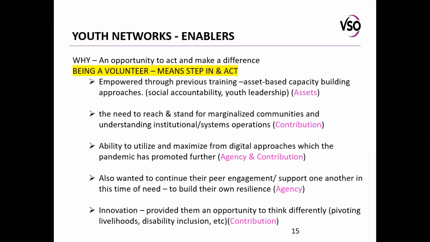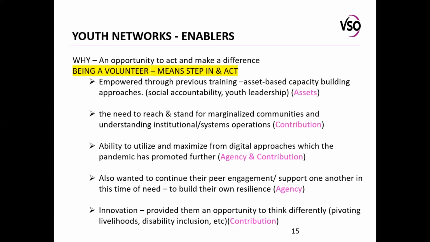And one thing that came out very strong was that they really appreciated the opportunity to act and make a difference in their own communities. And we identified five areas especially that supported them. The first being their assets.